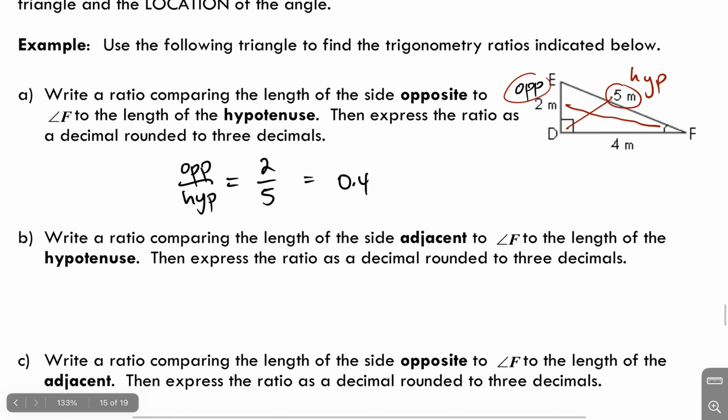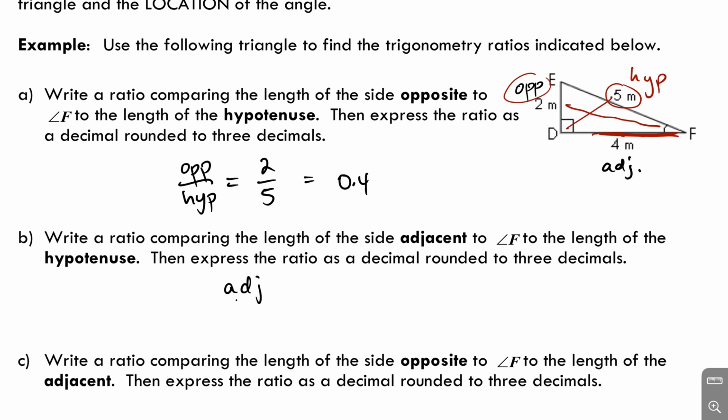We can write another ratio comparing the length of the side adjacent to angle F to the length of the hypotenuse. The side that's adjacent to angle F, the side touching the reference angle, is 4 meters. Let's label that adjacent. You should always label your triangles opposite, adjacent, and hypotenuse. Then we write the ratio of the adjacent side divided by the hypotenuse. The adjacent side is 4 and the hypotenuse is 5. So 4 over 5 is 0.8.